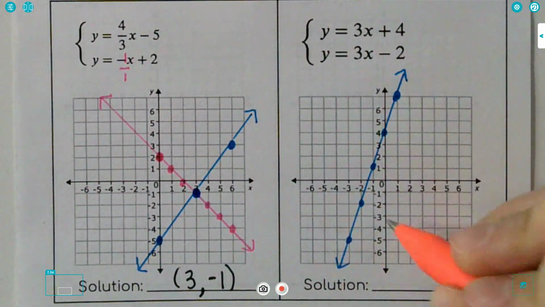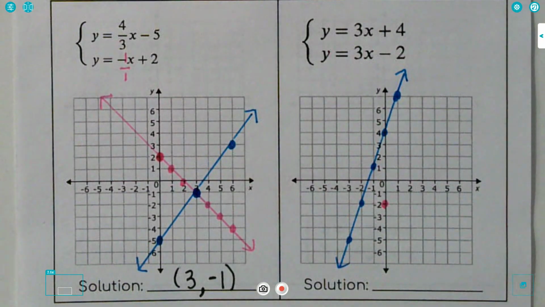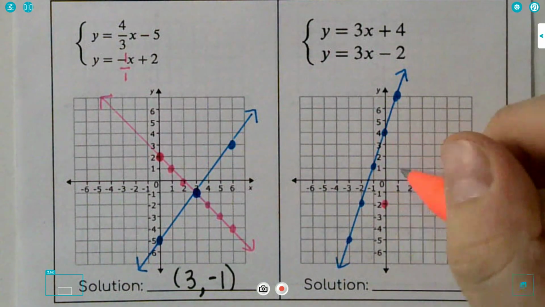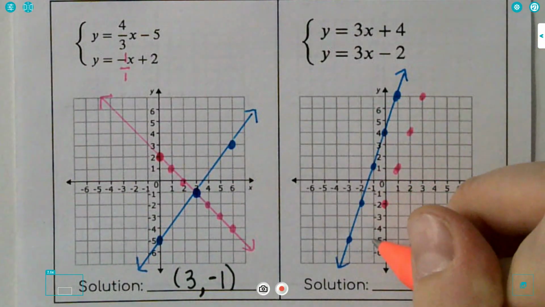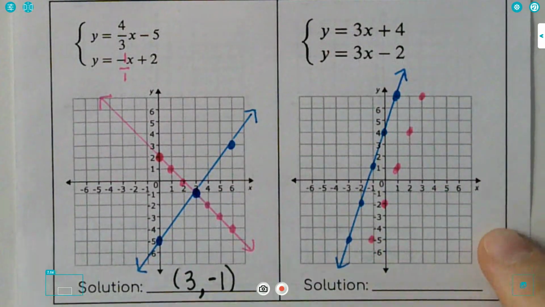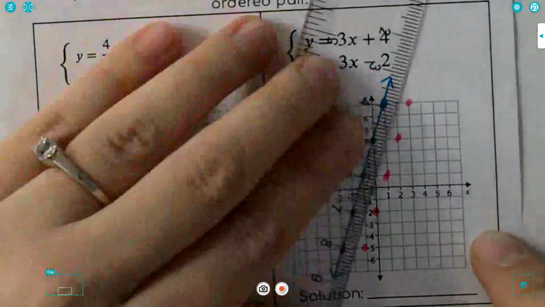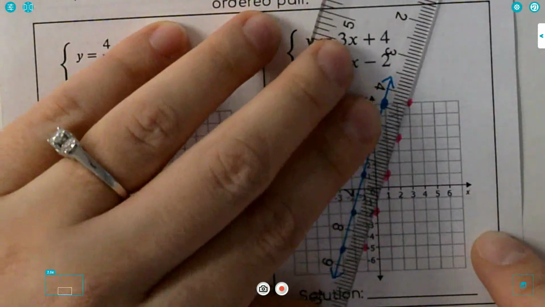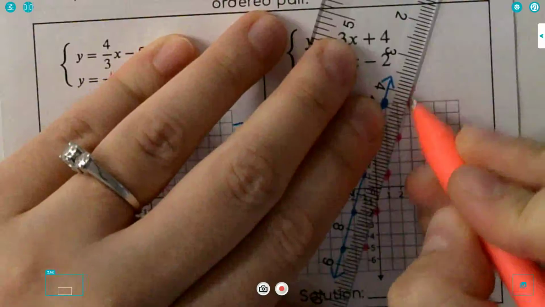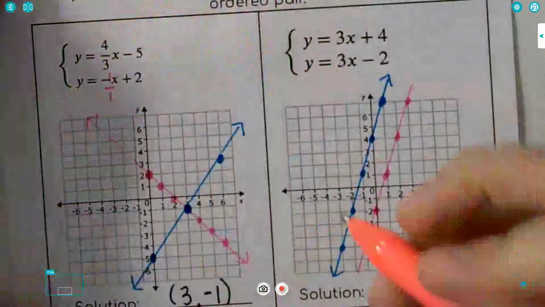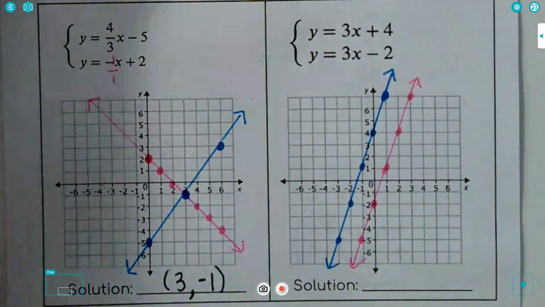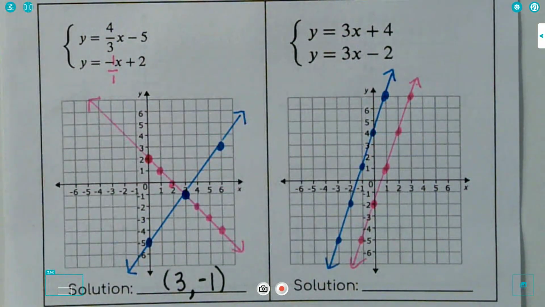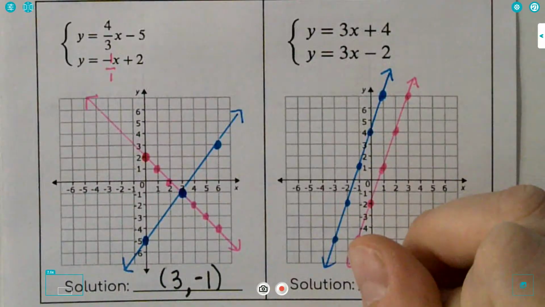Okay, other line, we're going to start at negative 2. Also do a slope of 3, so up 3, right 1. And we will see that these two lines are never going to cross. So we still need to graph both of them, because you are being asked to solve by graphing. So you have to do a graph. But once you get them graphed, you can say, hey, these two lines never cross, so therefore there is no solution.